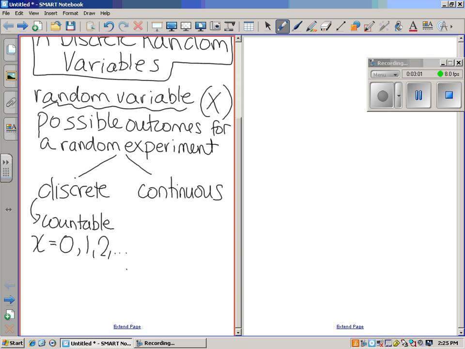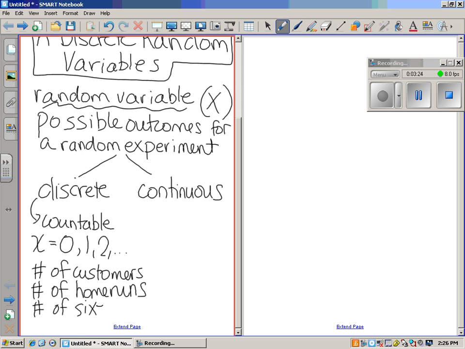Examples of discrete random variables would be, for example, the number of customers going into a store. The number of home runs in a game. The number of sixes you roll when you roll dice, etc. So anything that's countable is a discrete random variable.